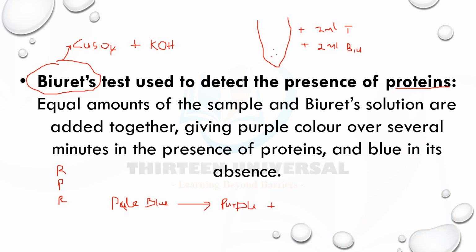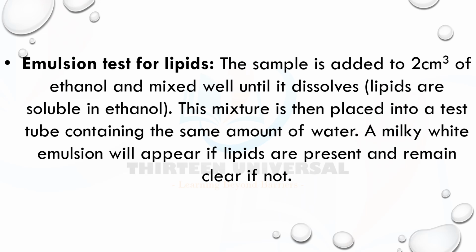But if there's no change in color, guys, if this remains the same, same means negative result. So if the color doesn't change, that means negative result. So that's how you know that protein is there. Let's look at the emulsion test. The emulsion test is a test for lipids.